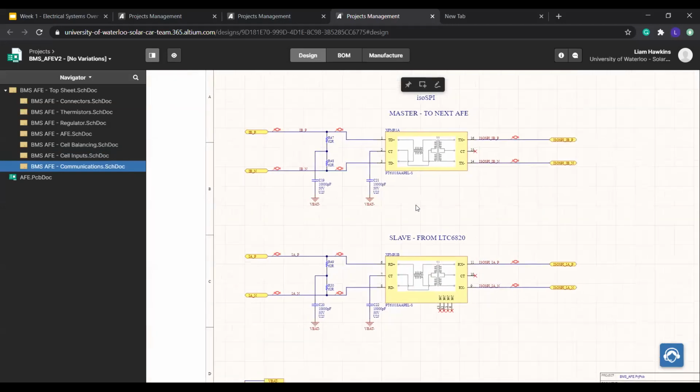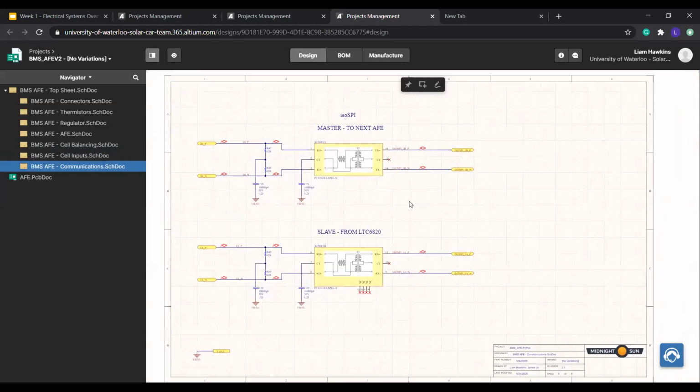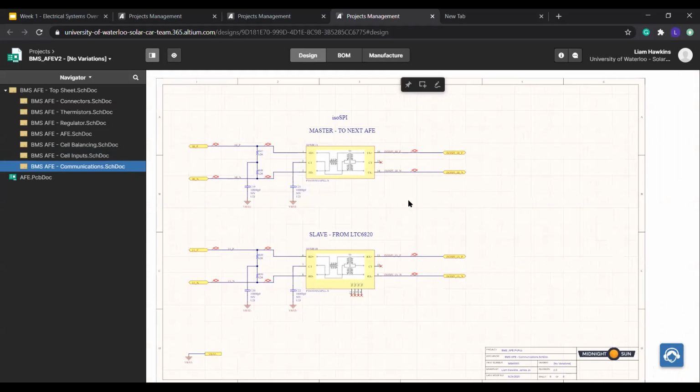Communication, again, there's just transformers to isolate the isoSPI communications from each side. Because there's 3 AFEs, we need to be able to communicate to all of them. So they provide the option of being addressable, or you can also connect them in a daisy chain. So that's what we've done. So the BMS carrier goes to the first AFE, and then it passes the messages along to the next AFE. And we can communicate that way to each individual one.